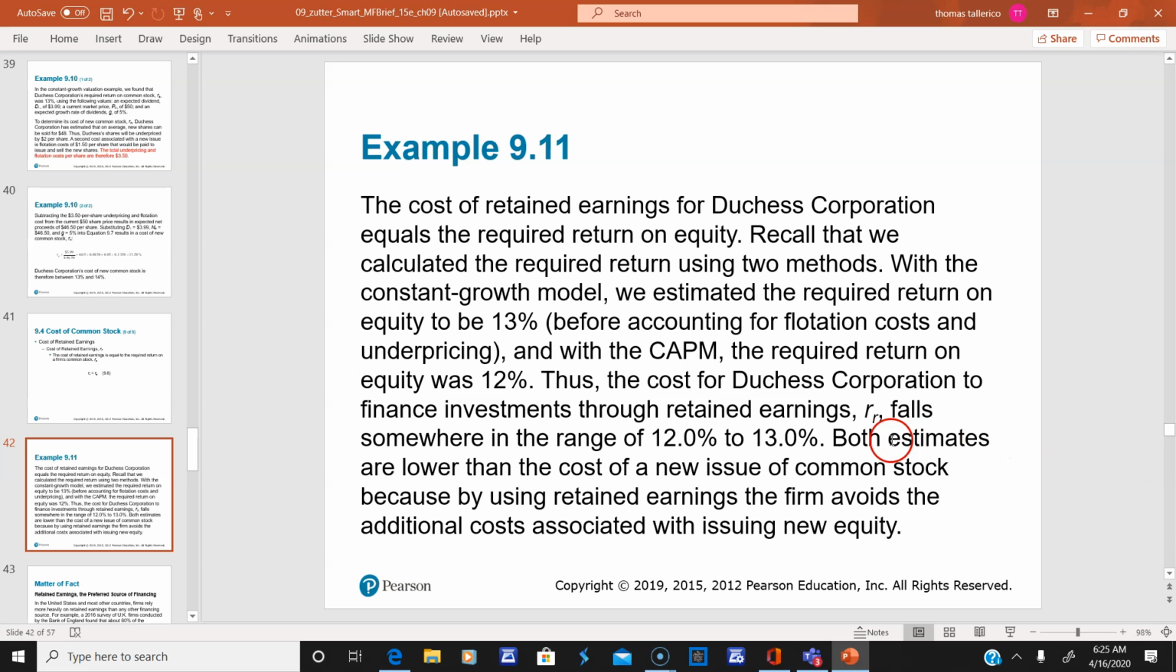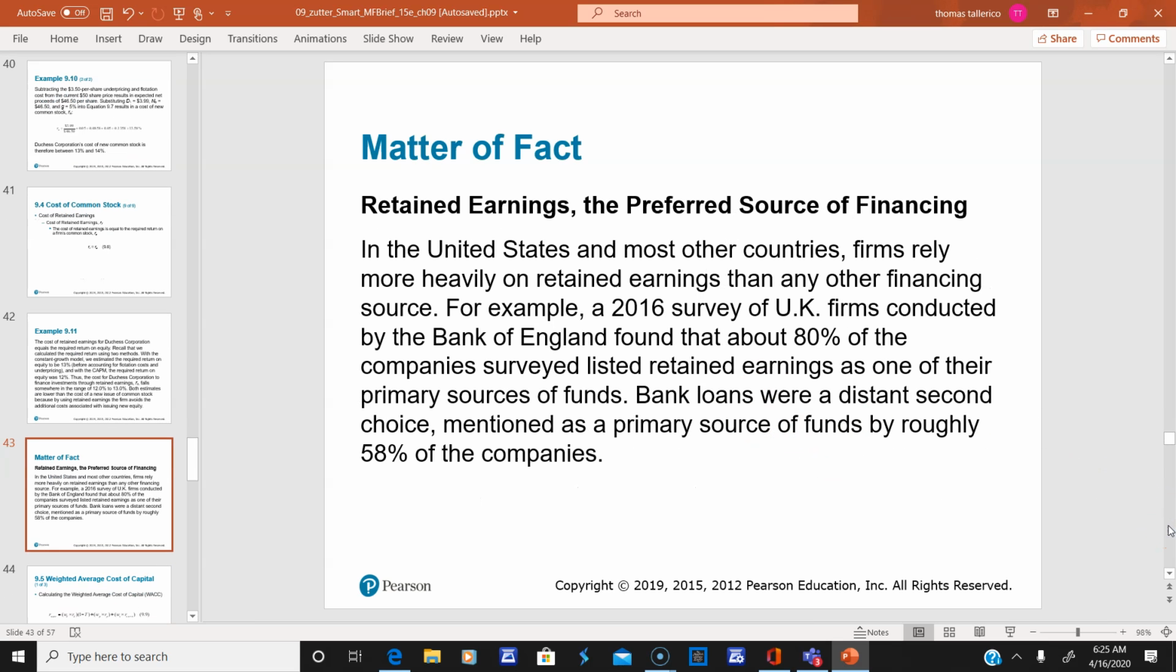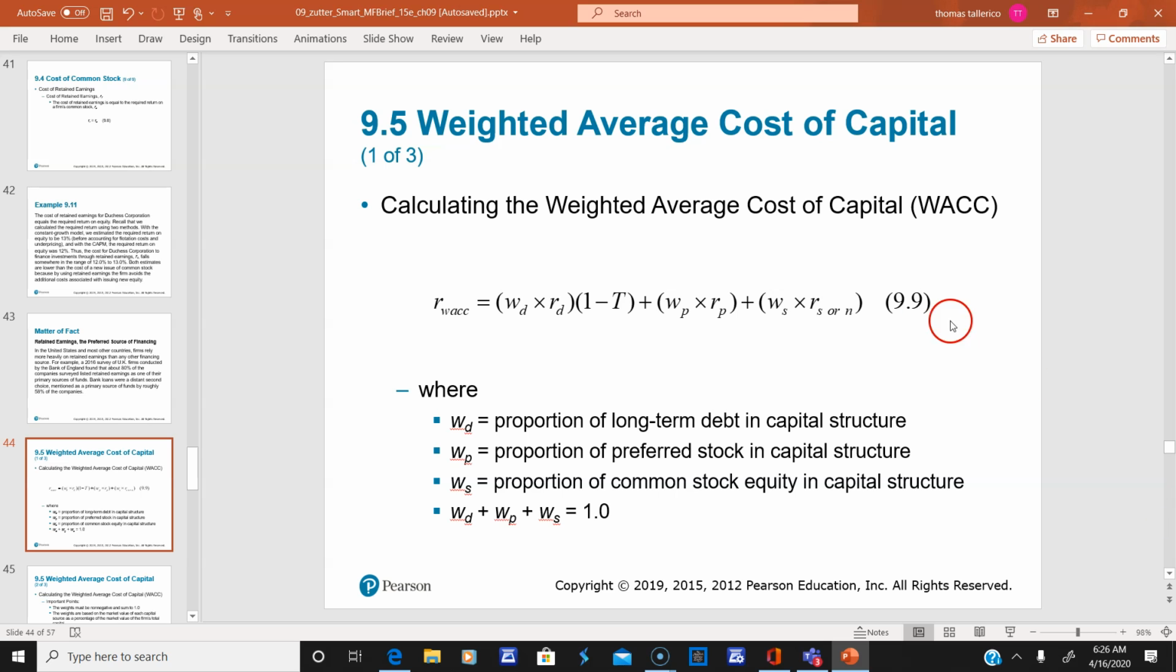Here's another example that you could go over. You can just go through this, and there's some basic math here. And here's an interesting thing about retained earnings. Now there's another equation here, and this is an important equation, called the weighted average cost of capital. It takes into account all the capital you have.